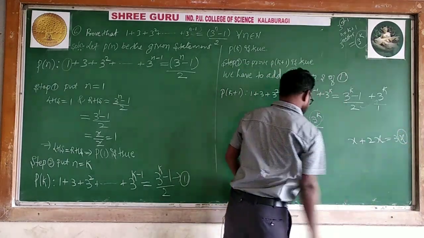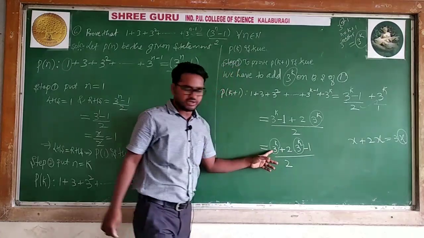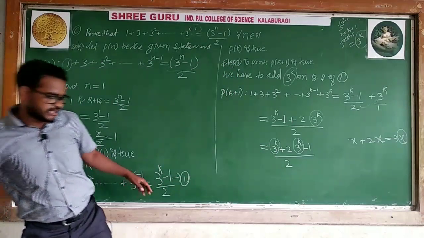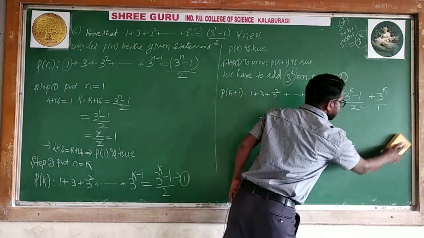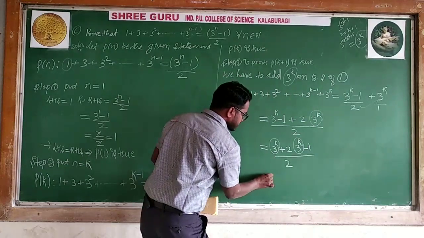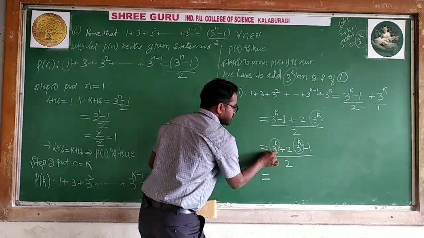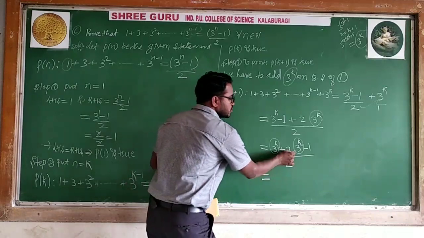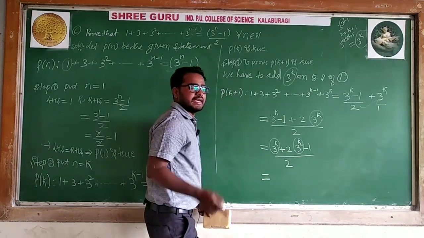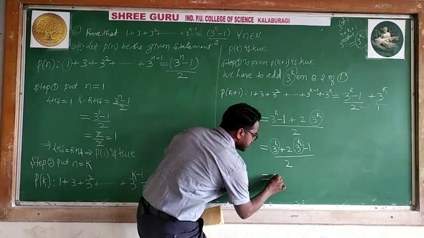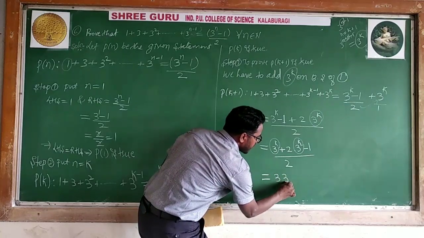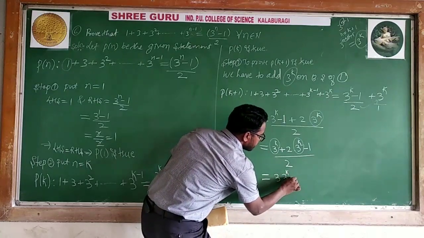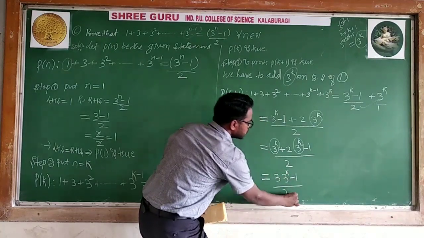3x. X is what here? 3 to the power k. For convenience, I am taking this x plus 2x. Now how many times? Listen to me, this is 1 time 3 to the power k plus 2 times 3 to the power k. Addition of this is 3 times 3 to the power k, minus 1, divided by 2.